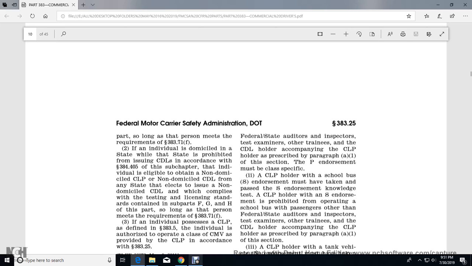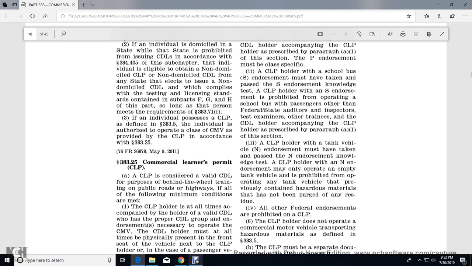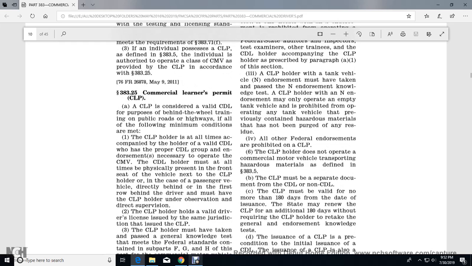Alright, a commercial learner's permit holder with a school bus, or S, endorsement must have taken and passed the S endorsement knowledge test. A commercial learner's permit holder with the S endorsement is prohibited from operating a school bus with passengers other than federal or state auditors, inspectors, test examiners, other trainees, and commercial driver license holders accompanying the commercial learner's permit holder as prescribed in paragraph A1 of this section.